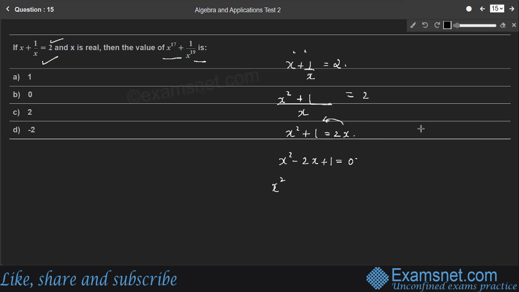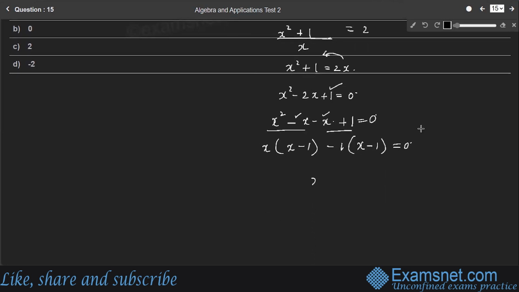So find the value of x by splitting the middle term, right? So the middle term can be written as minus x, so that the coefficient of x is minus 1 and the other x is also minus 1. Their product becomes the third term, right? So plus 1 is equal to 0. Take the first two terms where x is common. So x minus 1 is the remaining term. Minus 1 is common in the last two terms, and x minus 1 is the remaining term, is equal to 0. Therefore, the value of x is equal to 1. In both the cases, x minus 1 is 0 and x minus 1 is 0. So the value of x is 1.